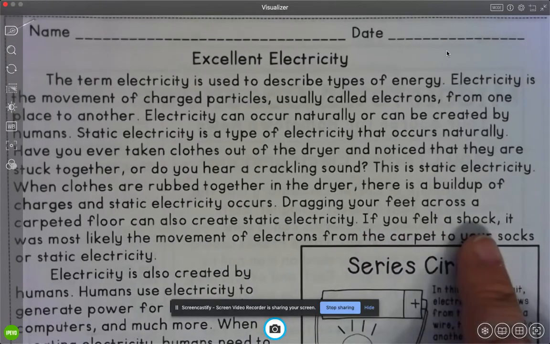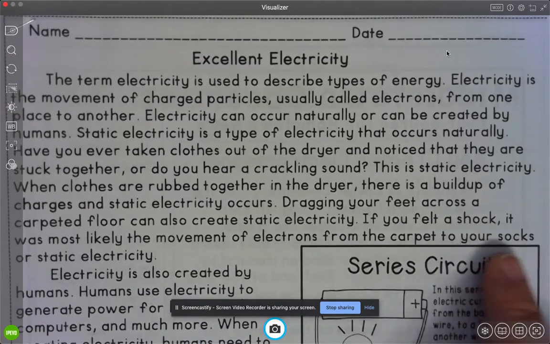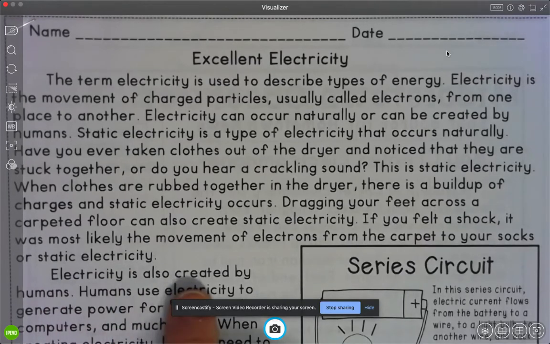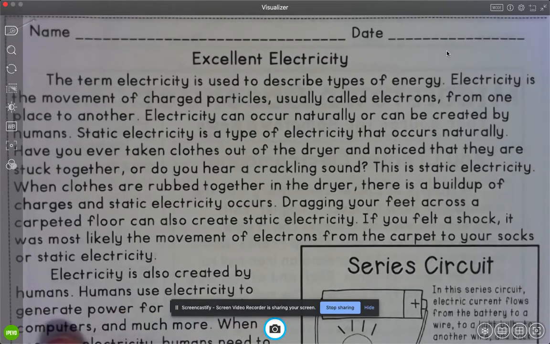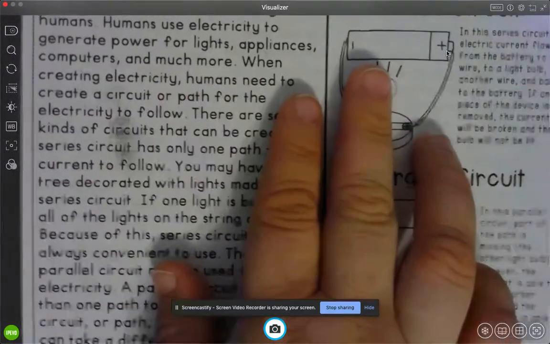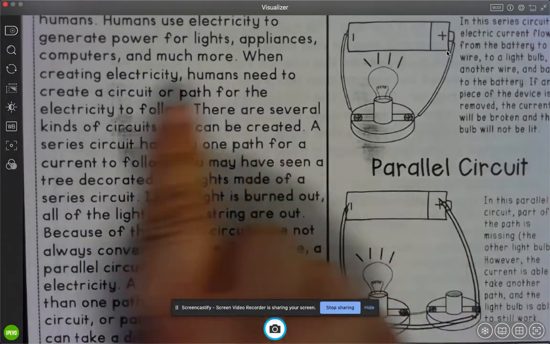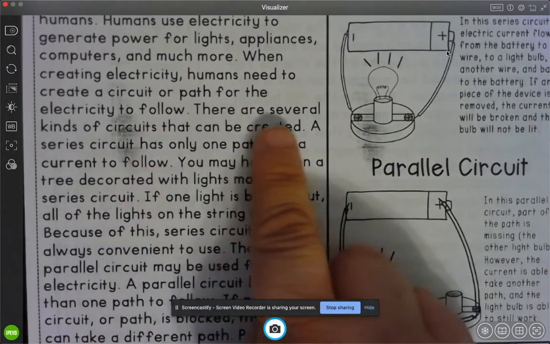If you felt a shock, it was most likely the movement of electrons from the carpet to your socks, or static electricity. Electricity is also created by humans. Humans use electricity to generate power for lights, appliances, computers, and much more. When creating electricity, humans need to create a circuit or path for the electricity to follow. There are several kinds of circuits that can be created.